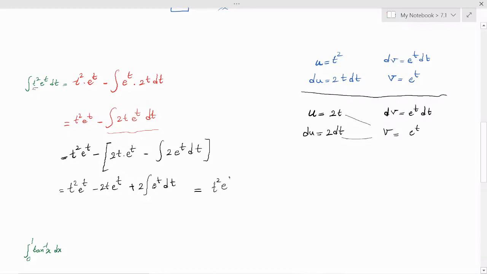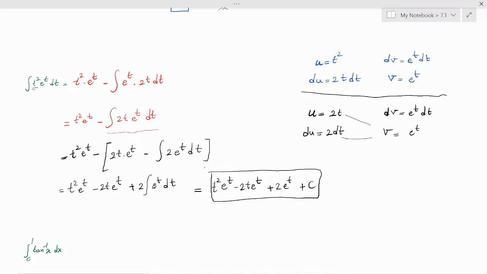This is t squared e to the t minus 2t e to the t. The integral of e to the t is still e to the t. So you have plus 2 e to the t plus some constant. And this is the answer to this question. You notice that it required 2 integrations, because we had to do this integration by parts twice.